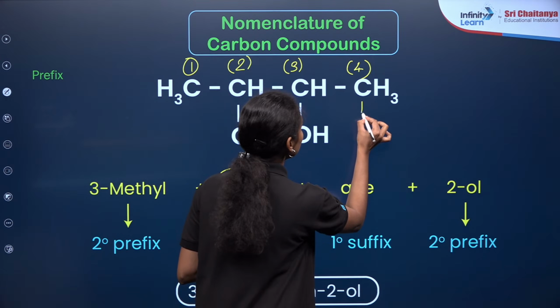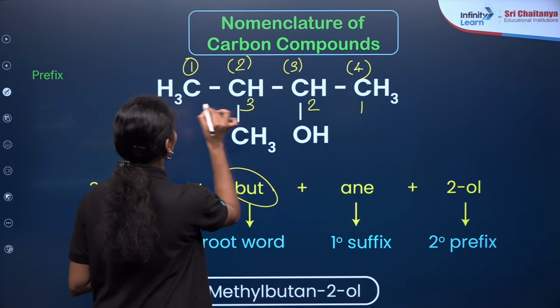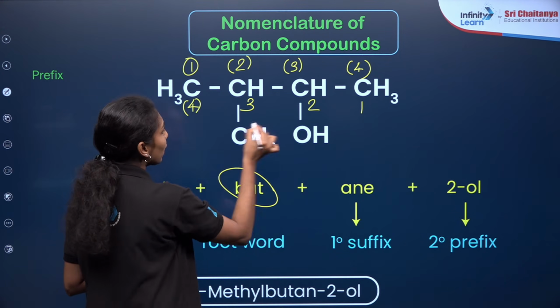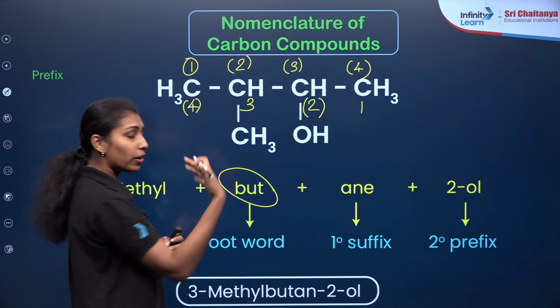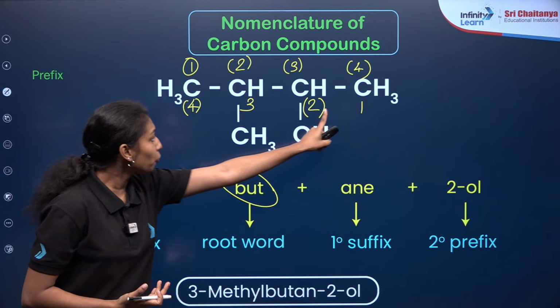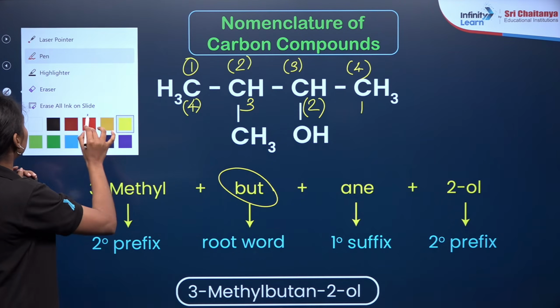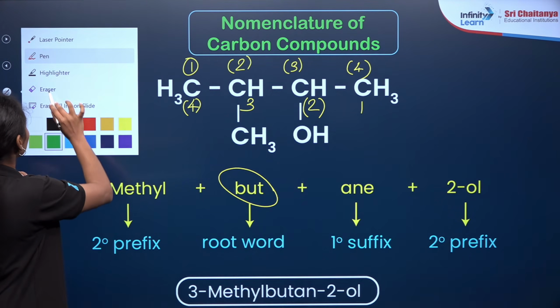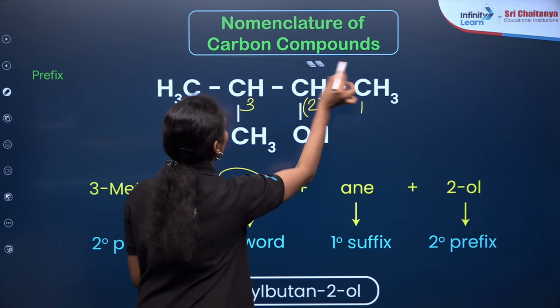Now, if I start from this side, 1, 2, 3 and 4, the carbon atom attached to the OH group will have the number 2, right? So, as we already know, comparing 2 and 3, the least number is 2, right? So this type of numbering will be correct. Is that clear how to do the numbering?